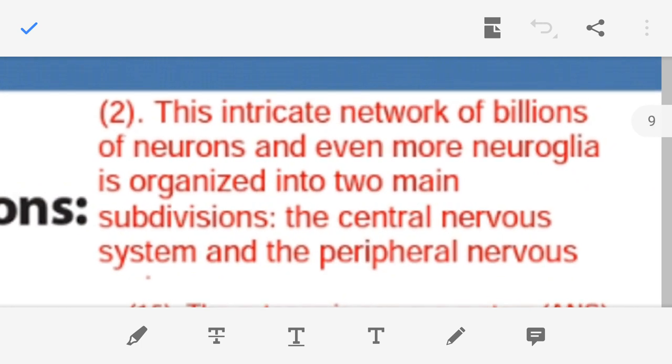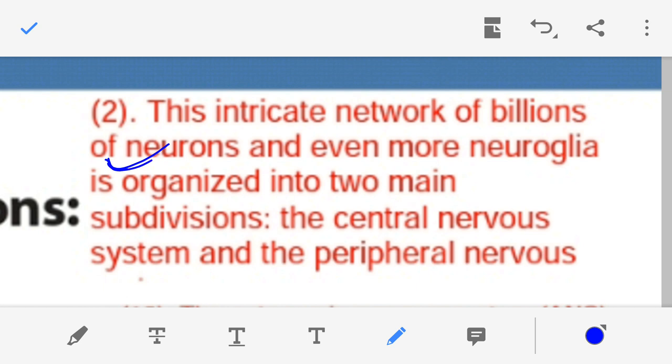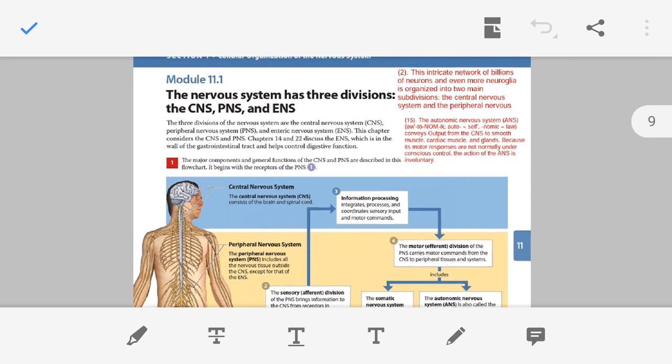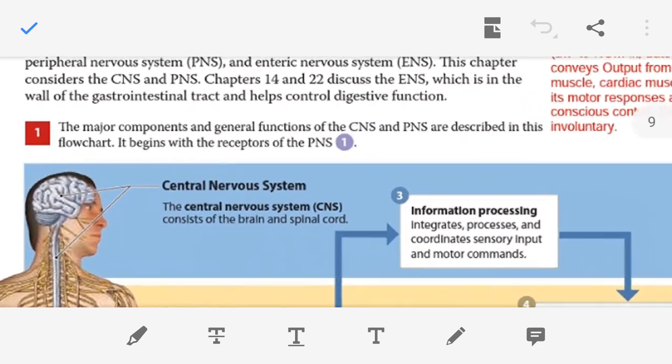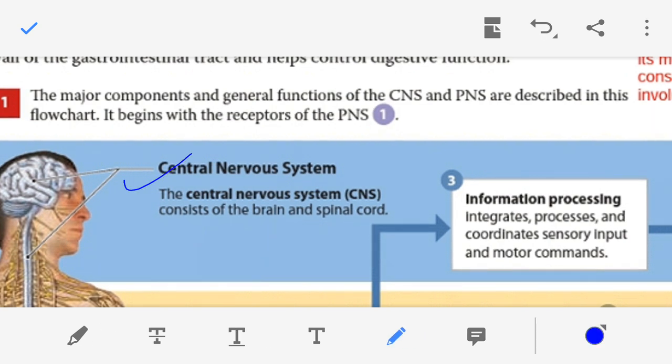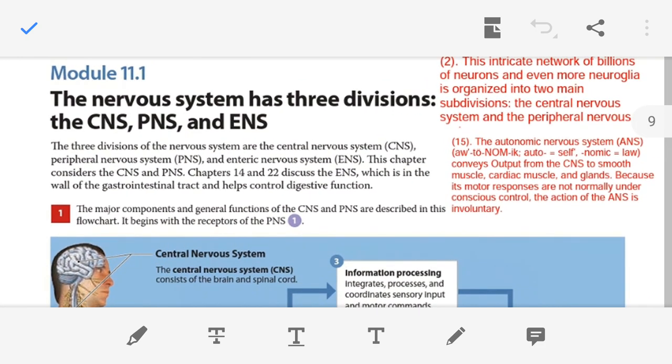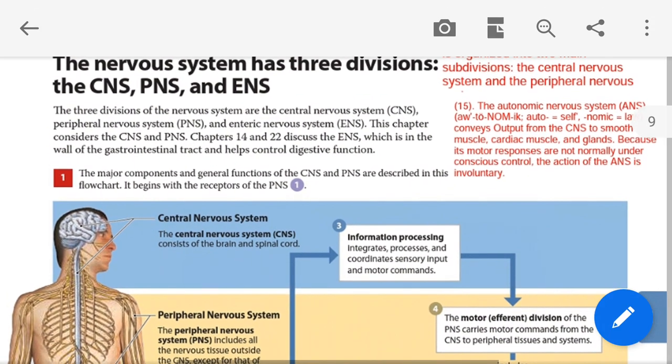So in short, the nervous system is composed of the neurons, and along with the neurons, the neuroglia cells are also present. Now we can divide this nervous system into two subdivisions: the central nervous system and the peripheral nervous system. Here in this concept map, you can see the brain and spinal cord are included in the central nervous system. So the CNS consists of the brain and spinal cord. This is one important concept map for you for this topic. So I am showing you the entire concept map.